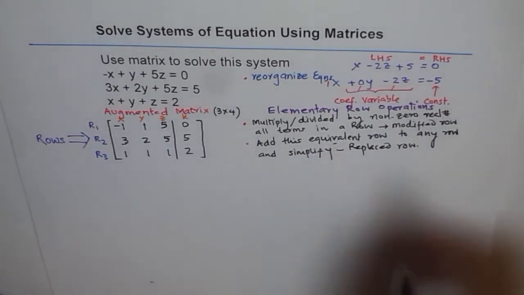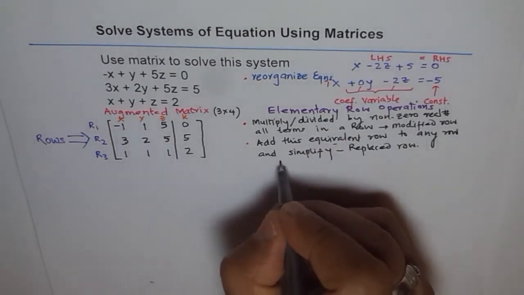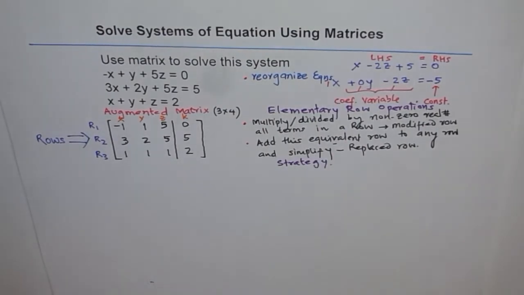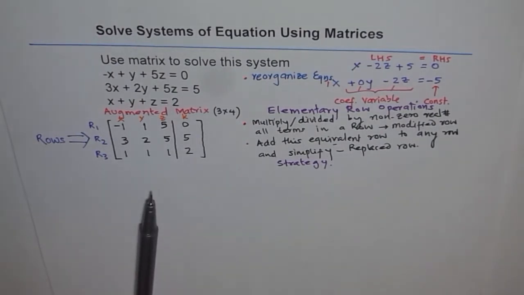Okay, equivalent is the critical word here. Now, to do all this, what kind of strategy are we following? That is what we need to understand. So the strategy being followed is like this.